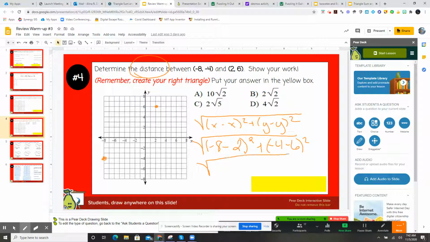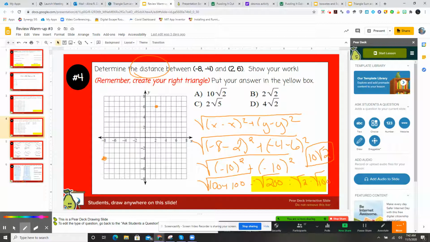Negative 8 minus 2 more is negative 10. Please make sure you put that negative 10 in parentheses. It's super important. Just like over here, that negative 10 needs to be in parentheses. So that's going to be 100 plus 100, or the square root of 200. Square root of 200 is the same as the square root of 2 times the square root of 100. So that's going to be 10 times the square root of 2. Hopefully you remember that from algebra, right?